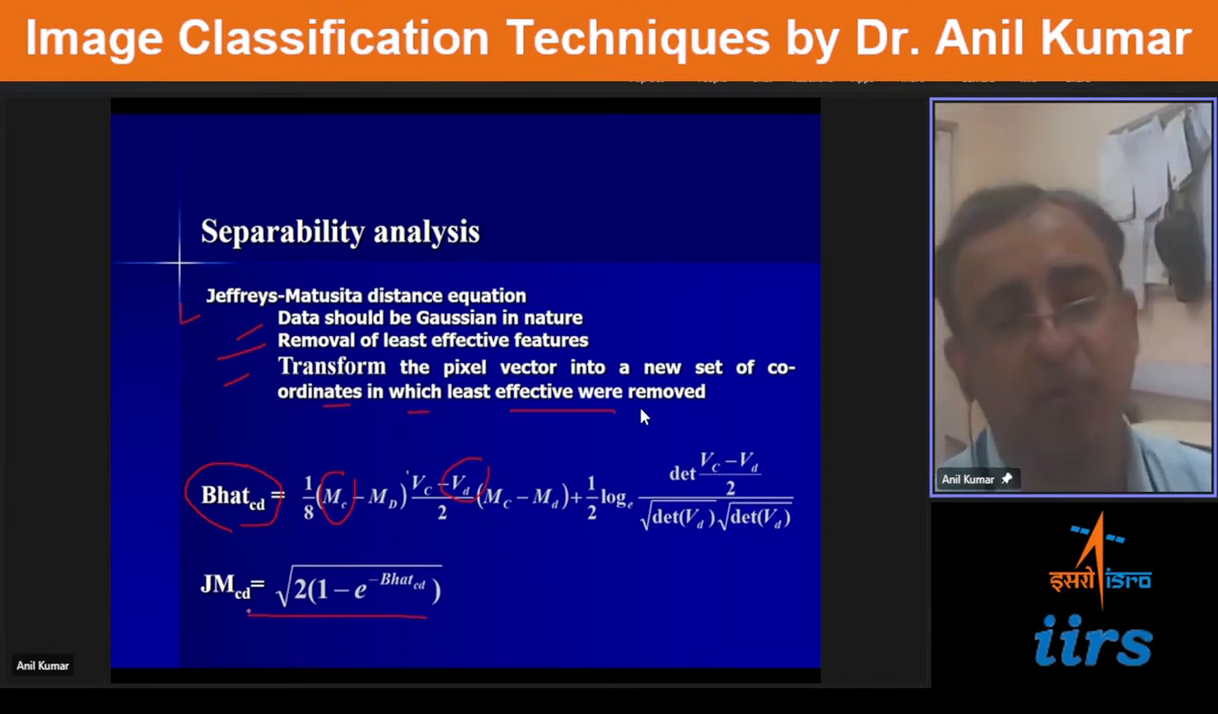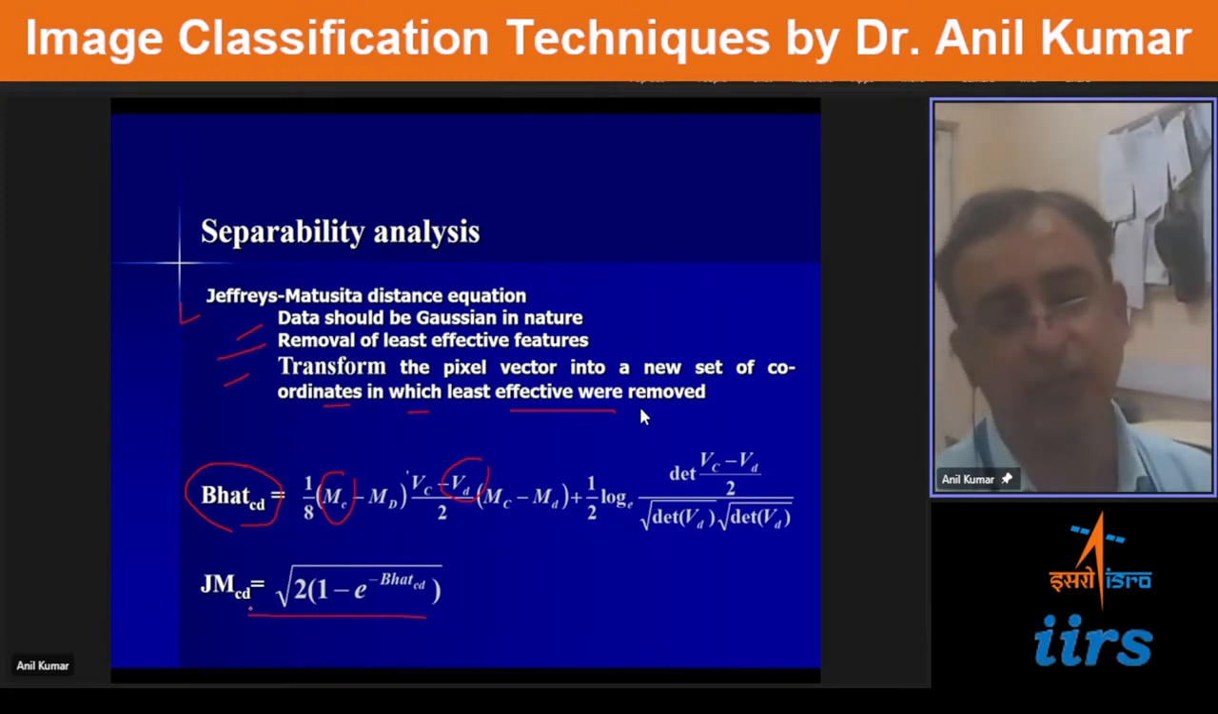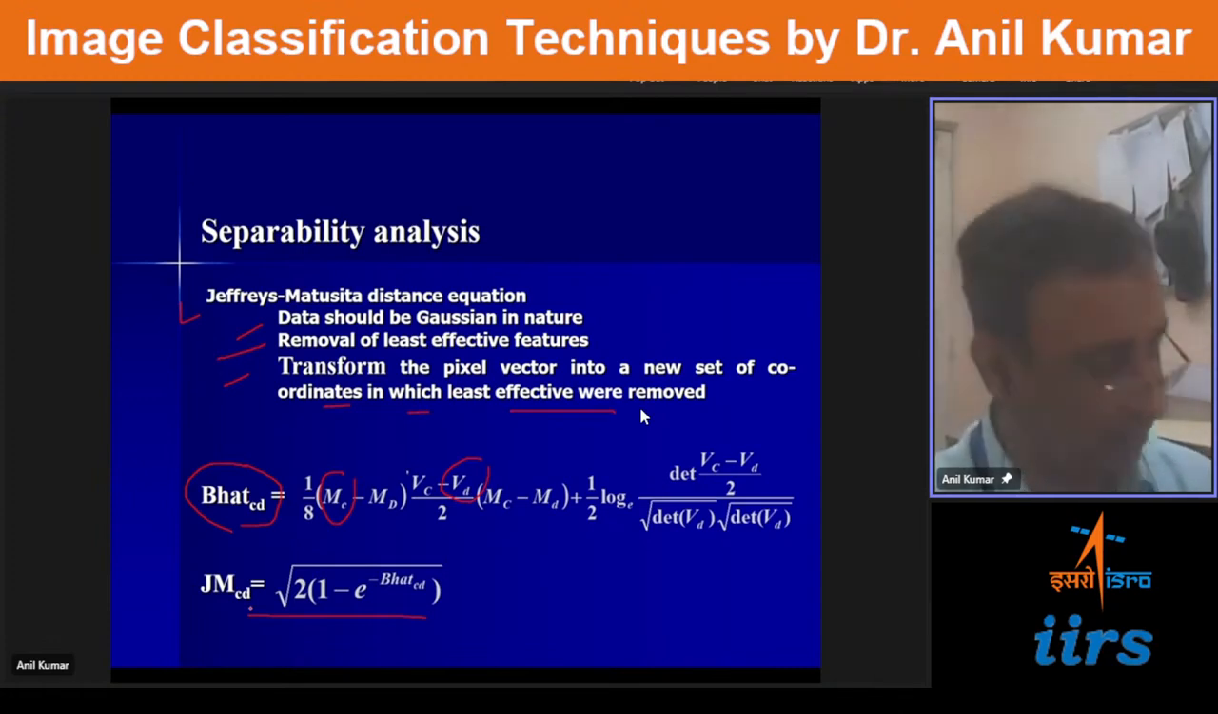So here I just talked about the introduction of image. Mathematically, it is rows and columns having pixel values. Then I moved further to separability analysis and its importance, so that we can find out the minimum number of bands in a given image to be considered for mapping the given number of classes.